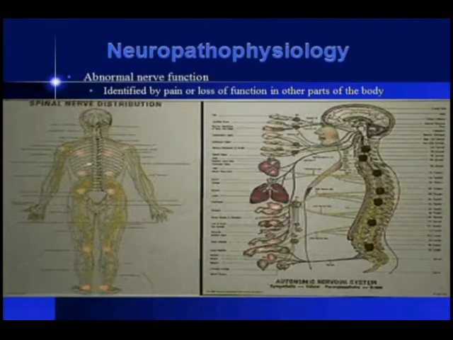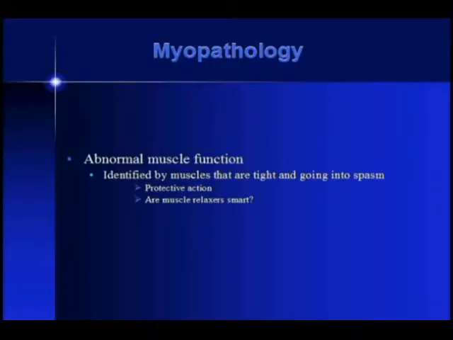There's also neuropathophysiology. That's abnormal nerve function, and it's best identified by pain or loss of function in other parts of the body. As I said in part 1, your nervous system is the communication system in the body between the brain and everything else in the body. Your muscles, your internal organs, everything is controlled by the nervous system. And in vertebral subluxation complex, you're going to have an interference between your brain and whatever it's communicating with. Could be your heart, your lungs, your liver, your kidney, your digestive system, anything. It's all connected.